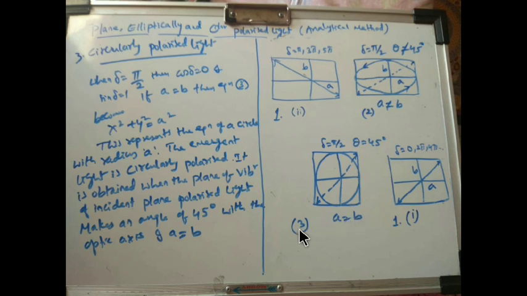So now, till now, we have learnt about the plane, elliptically and circularly polarized light by the analytical method. In the next class we will go for another session, that is, how to produce and detect the plane, elliptically and circularly polarized light.